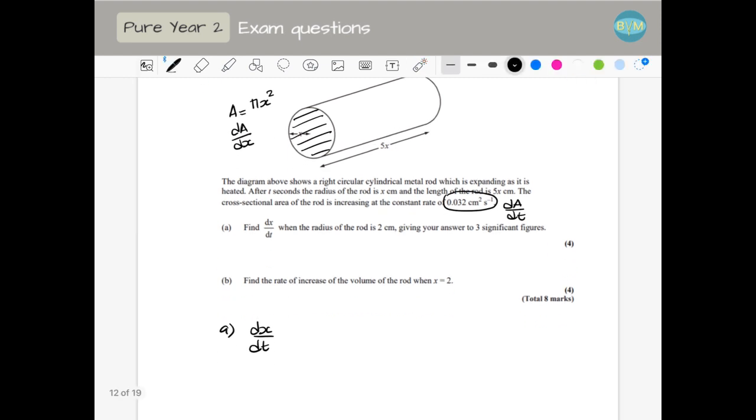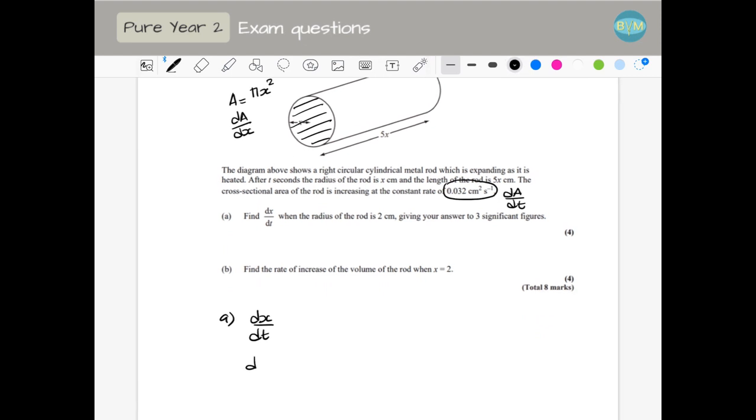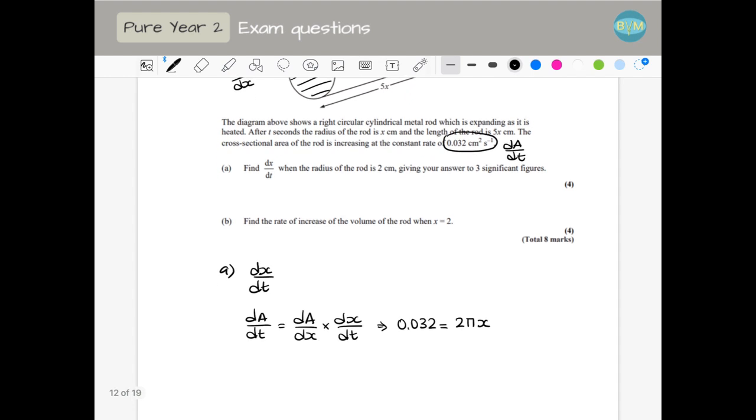What we can say is that dA by dt is dA by dx times dx by dt. dA by dt is 0.032, just substituting what I have, equals dA by dx, which is 2 pi x, just differentiating that expression, times dx by dt, which is what I need.